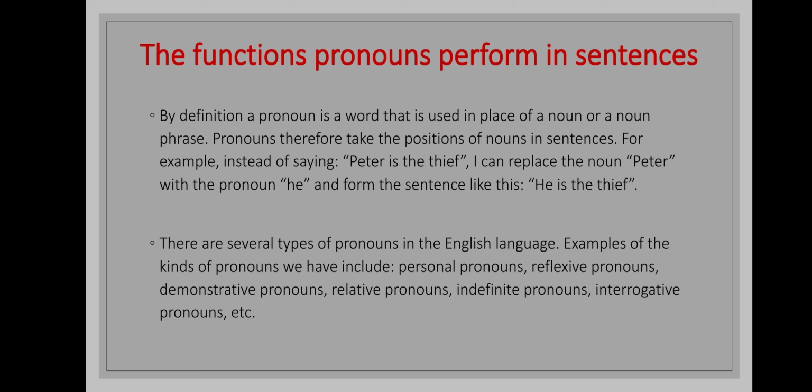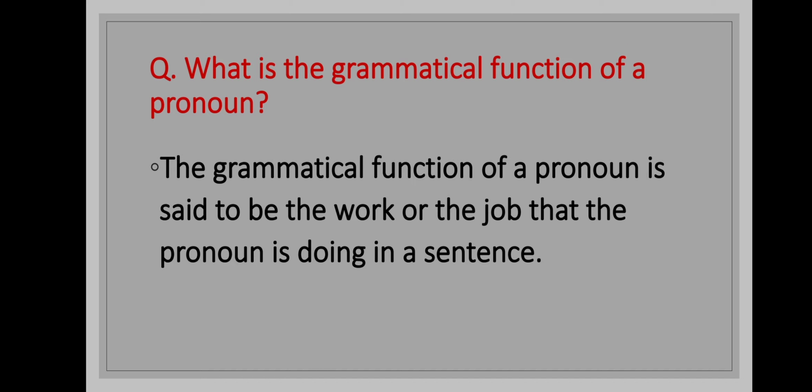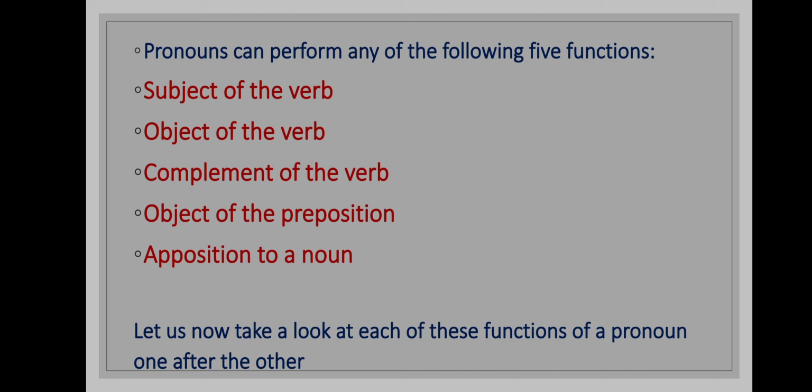There are several types of pronoun in the English language. Examples of the kinds of pronoun we have include personal pronoun, reflexive pronoun, demonstrative pronoun, relative pronoun, indefinite pronoun, interrogative pronoun, etc. We already learned them. Now, what is the grammatical function of a pronoun? The grammatical function of a pronoun is the work or the job that the pronoun is doing in a sentence. A pronoun can perform any of the following 5 functions.